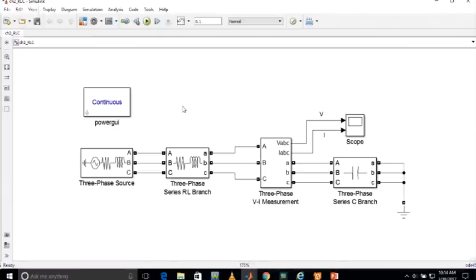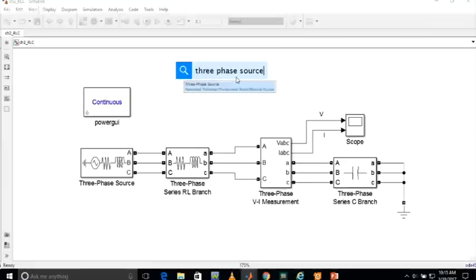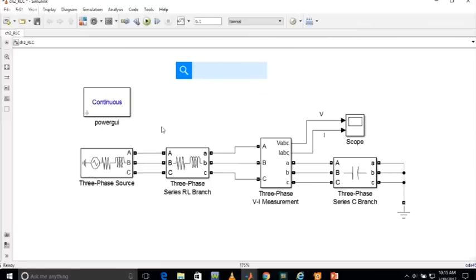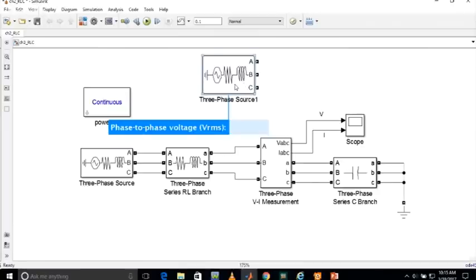I'm using MATLAB 2016. In this, you just have to click in the empty space and write three phase source. When you write, an option comes up: the three phase source that is present in Specialized Technology, Fundamental Blocks, Electrical Sources. If you click this, you will see it asks for a phase to phase VRMS value, but leave it as it is. And as you can see, the three phase source is exactly like the one we have used.